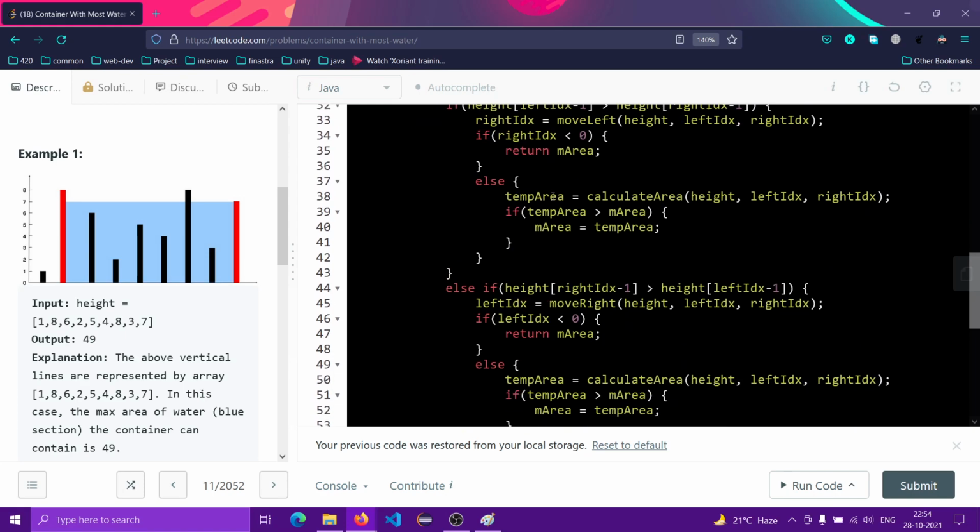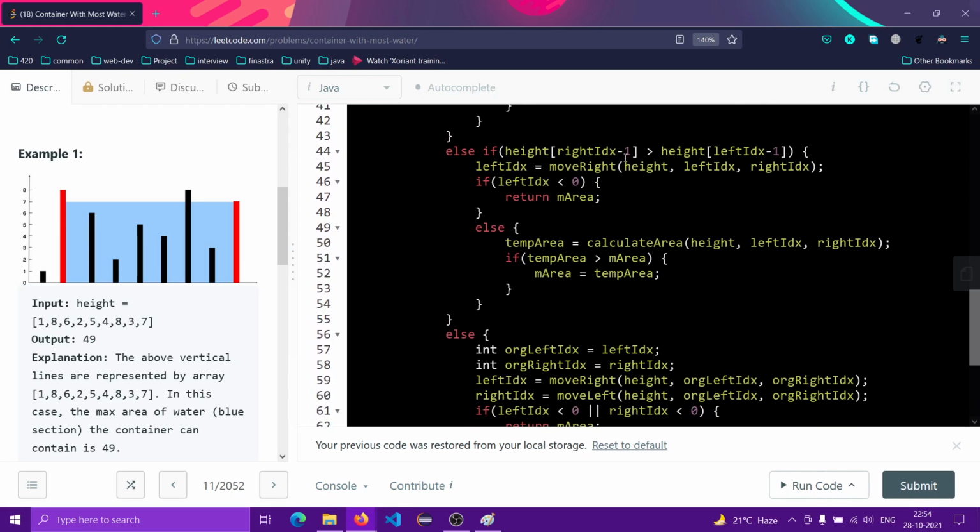So this was the first scenario. The second scenario is similar. If the right is greater than the left, then move to the right. When I say move to the right, I am actually saying that we need to move the left edge towards the right, that is, we are moving the left edge inwards. Again, it is similar. Move right and then calculate the area. Check if it is greater than the maximum area or not.